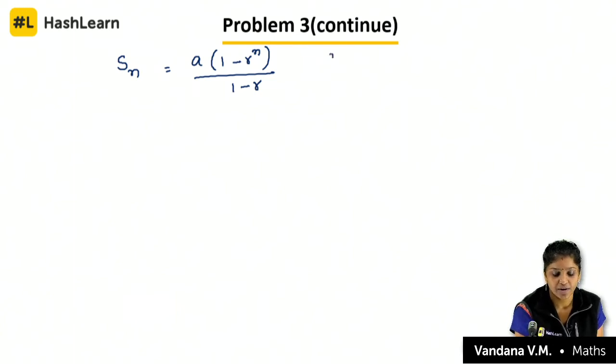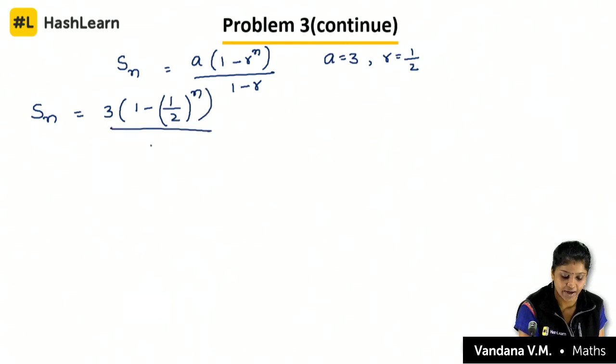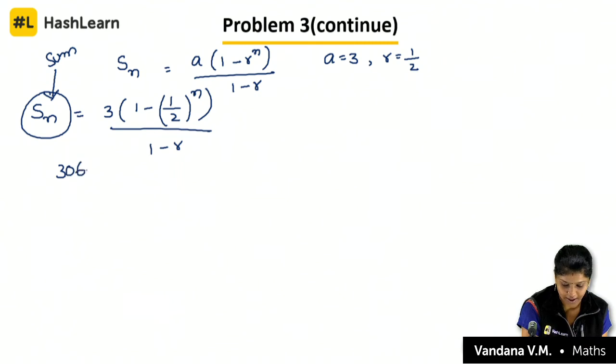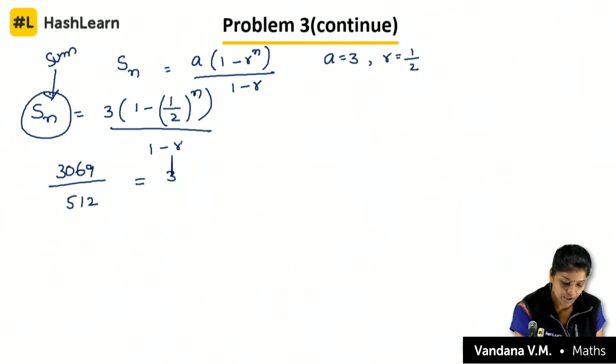What is the first term here? A value is 3 and the r value is 1 by 2. Substitute in the sum. Sn is equal to 3 into 1 minus 1 by 2 whole power n divided by 1 minus r. But they gave the sum already. How much they gave? That is 3069 divided by 512. They already gave it in the question. 3 into, here also r value we know, right, 1 by 2.